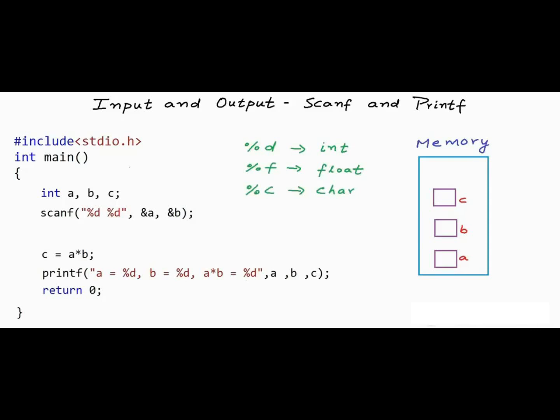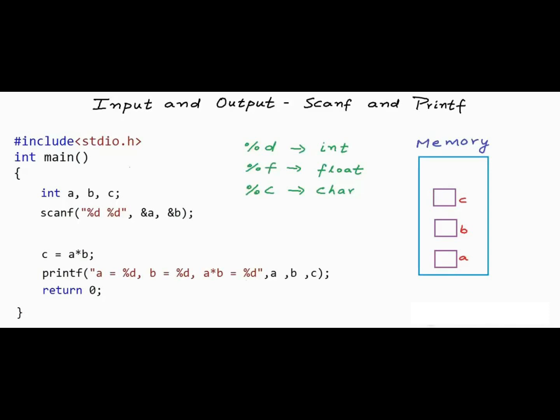So in scanf, corresponding to a %d, we must have an argument that should be the name of an integer variable preceded by an ampersand. Corresponding to a %f, we would have to pass a variable of type float preceded by an ampersand. And similarly, corresponding to a %c, we would have to pass a character preceded by an ampersand. These placeholders are the same for printf and scanf. In printf, you do not put an ampersand before the variable name, but in scanf, you put an ampersand before the variable name.